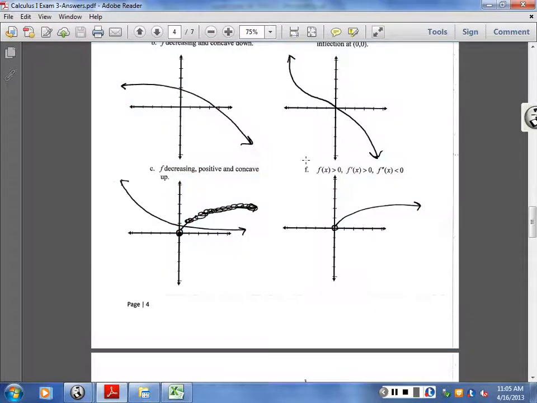So this means that the function is positive. It's always above the x-axis. This means the function is always increasing. The slope's always positive. And this is that it's concave down. So this function is positive, increasing, and concave down.